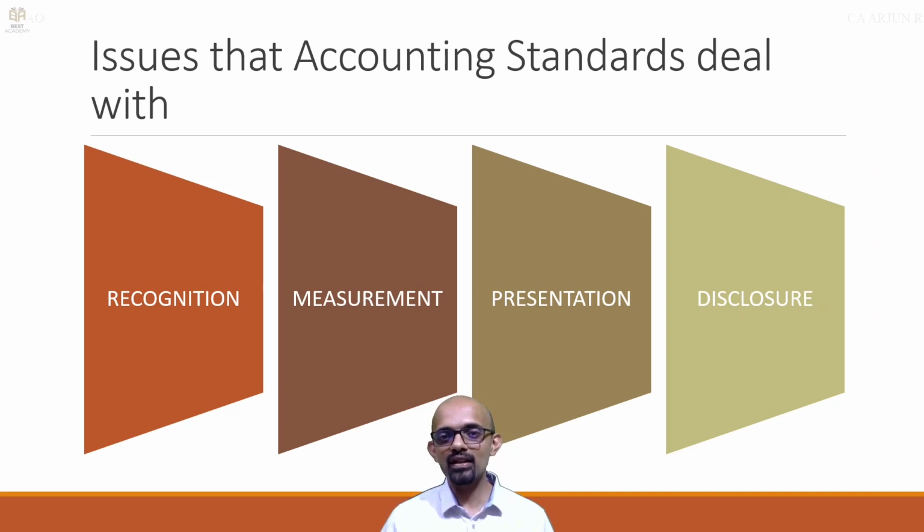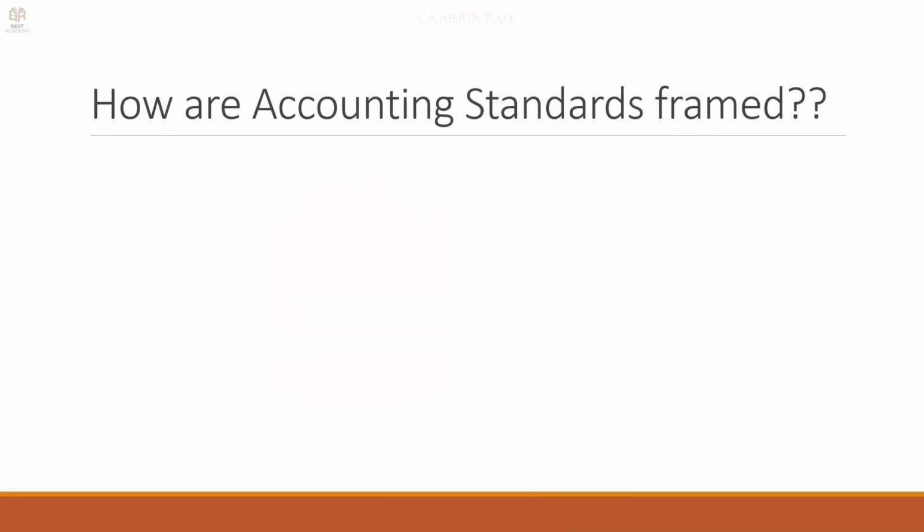So now that we have understood the basics of accounting hierarchy, the purpose of financial statements, and what are the issues that accounting standards deal with and how they help financial statements accomplish their purpose, let us get into accounting standards in a little bit more detail. So how are accounting standards framed?